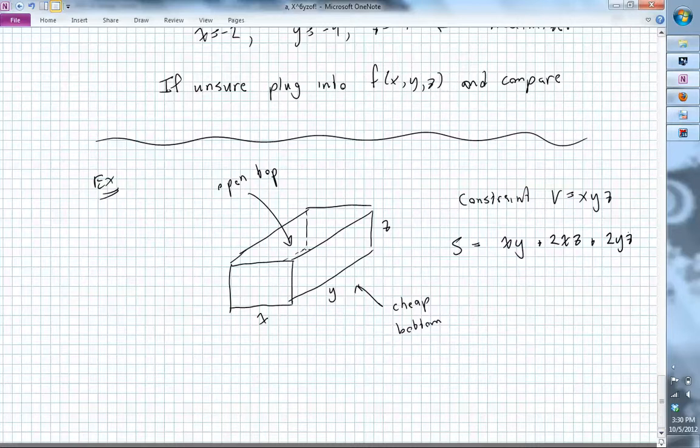But you can't just use this as is, because it doesn't take into account the fact that the bottom is half as expensive as the sides. How can I tweak this to make that happen?